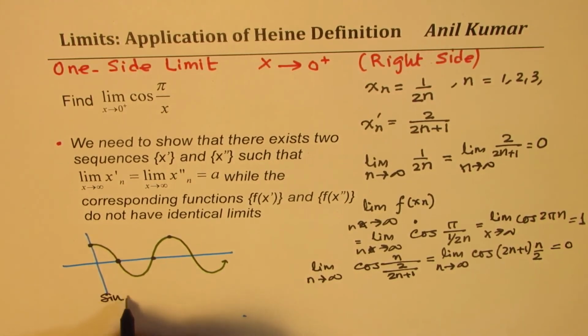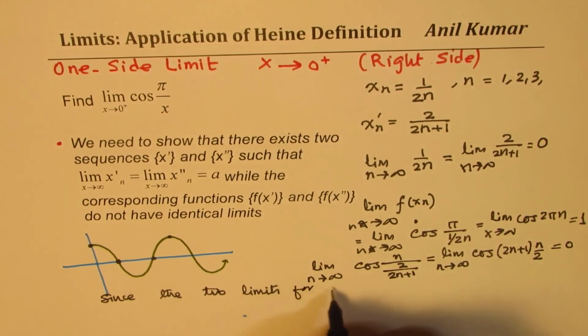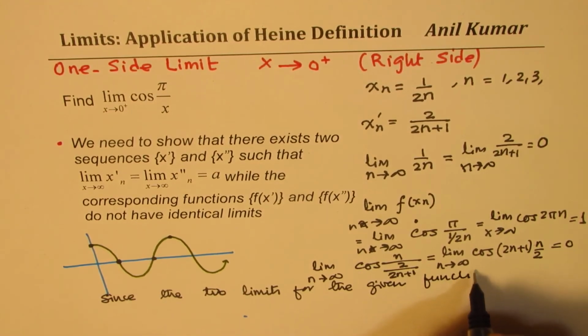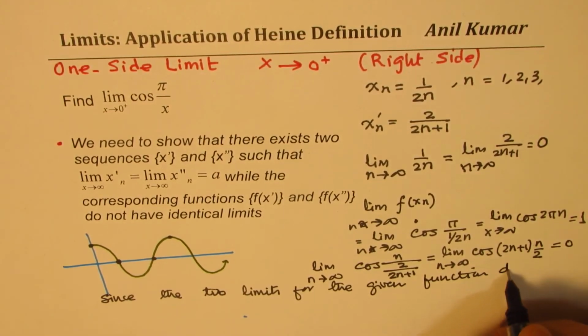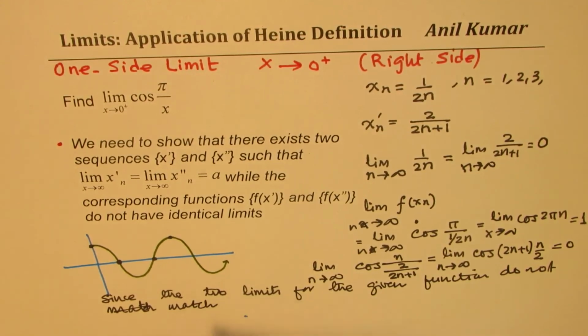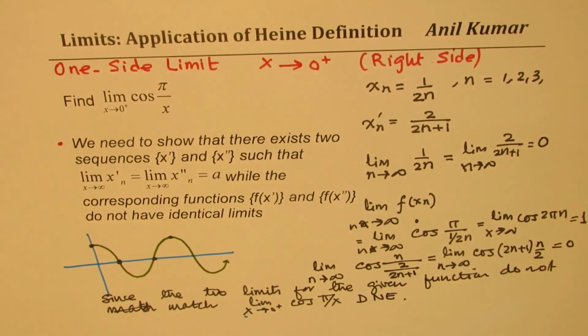Since the two limits for the given function do not match, the limit when x approaches 0 plus of cos of pi by x does not exist. Does that make sense to you? So that is how we are going to prove it.